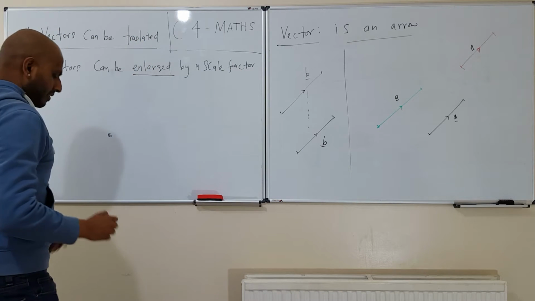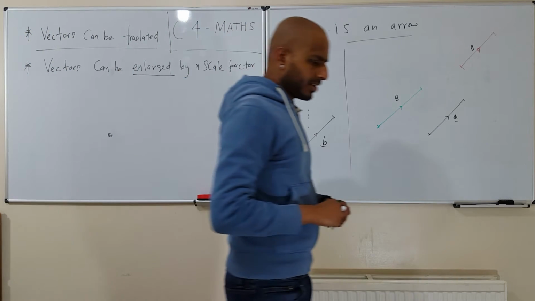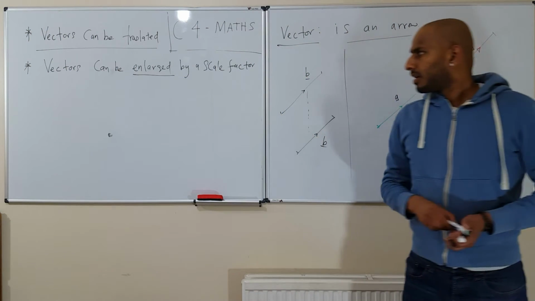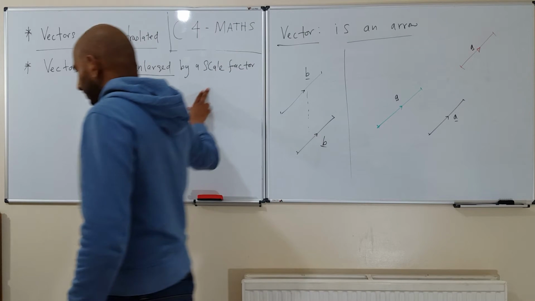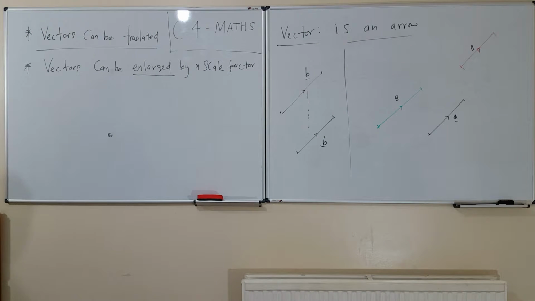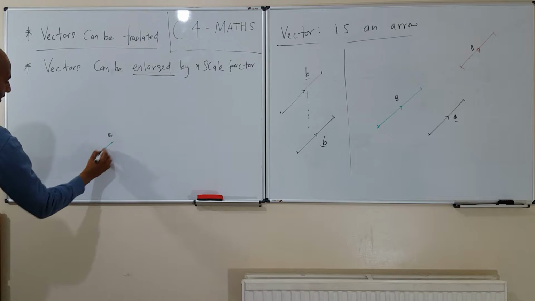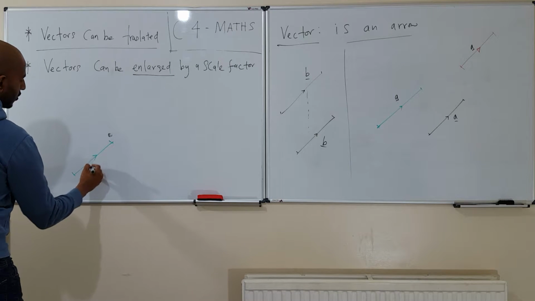Vectors can be enlarged by a scale factor. Let's see what this means. Let's say we have a vector given by this. It's called vector B.